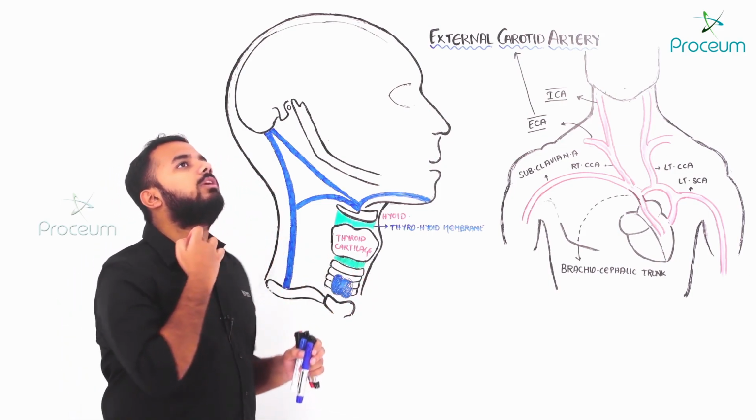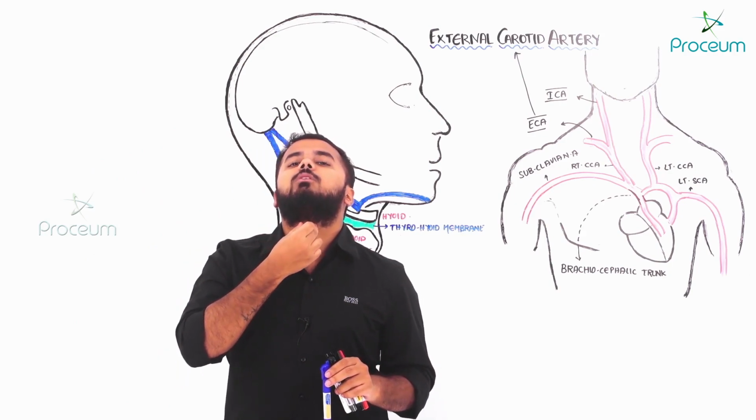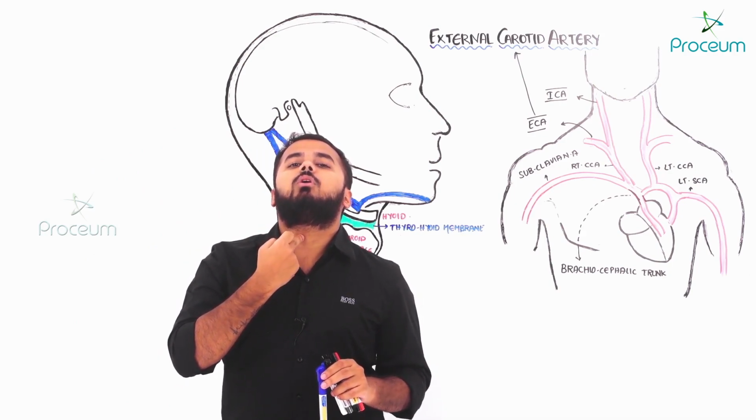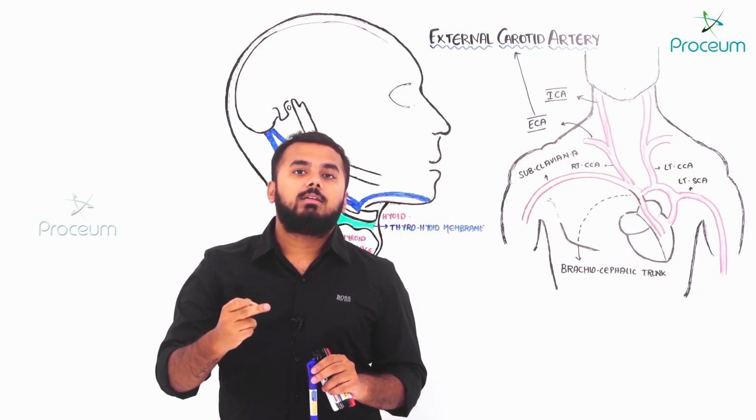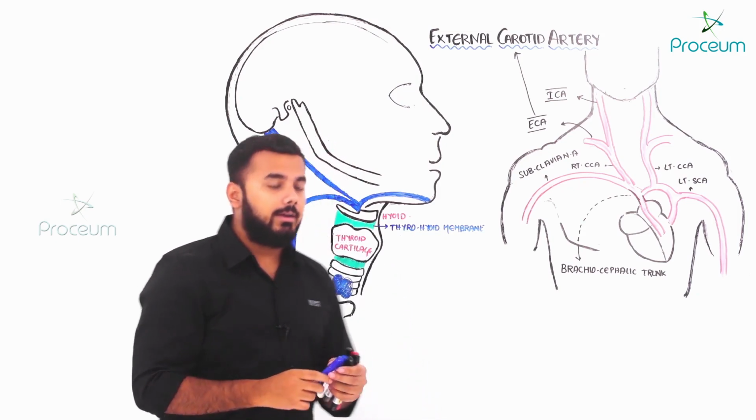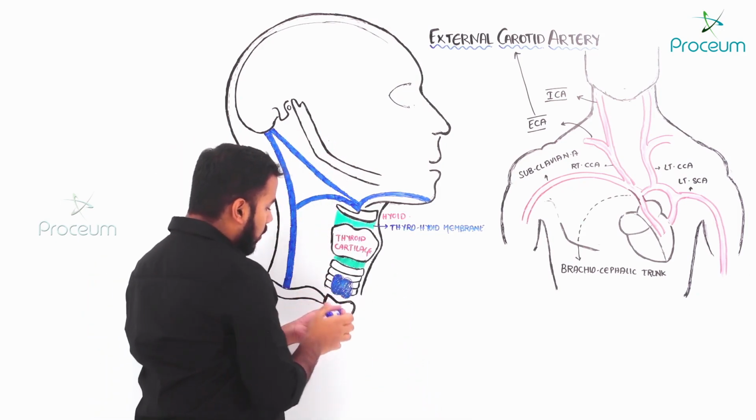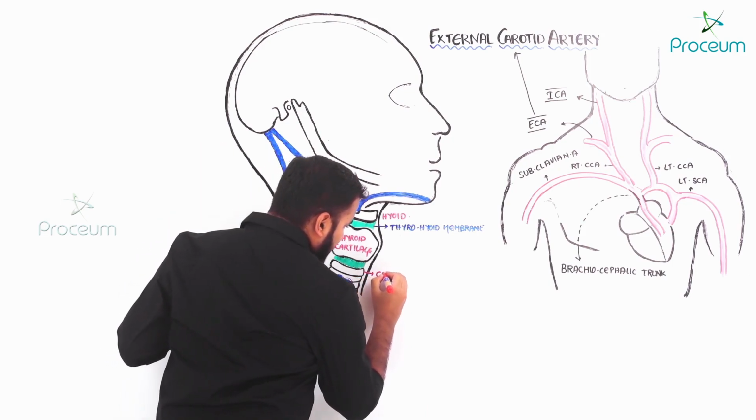Just below your thyroid cartilage, you have a bone here. What is that? That is called the cricoid. So what is this called? Cricoid. This is called the cricoid.